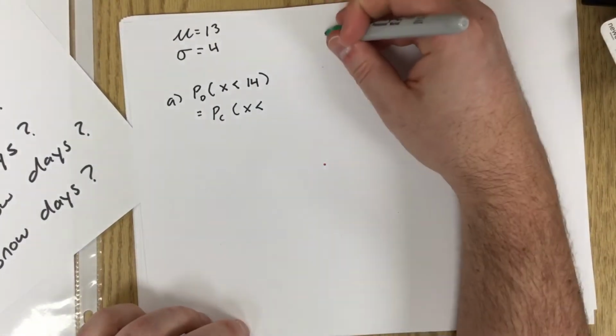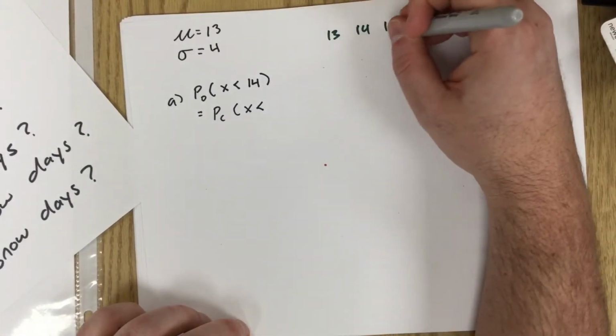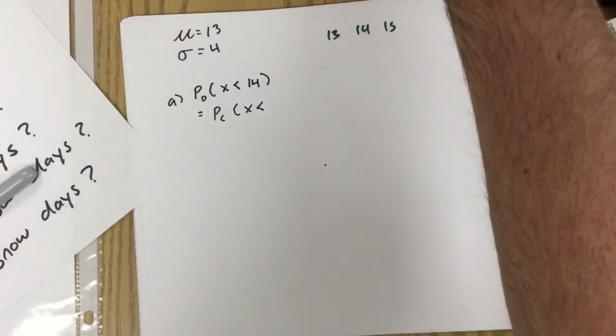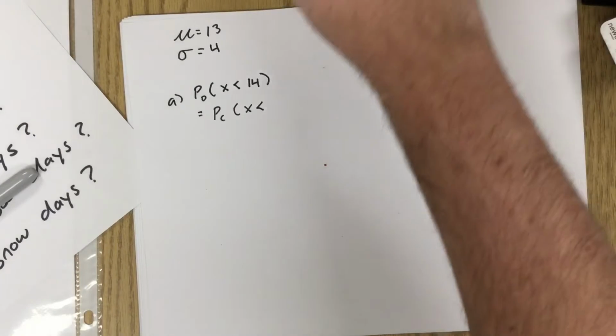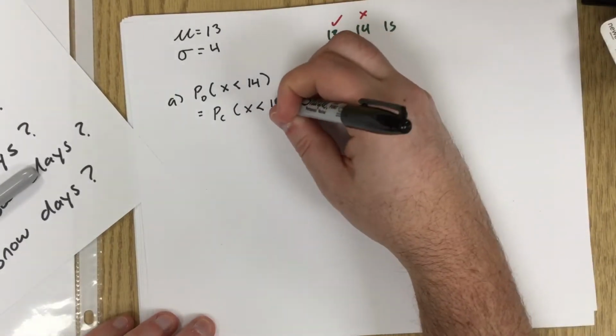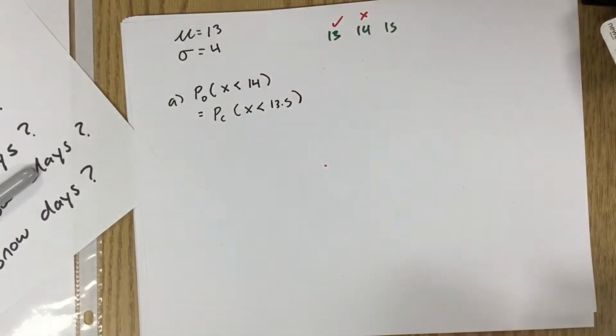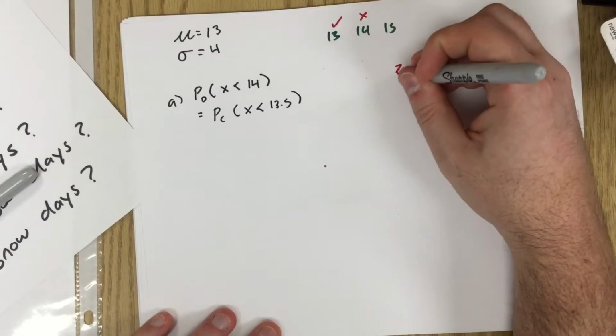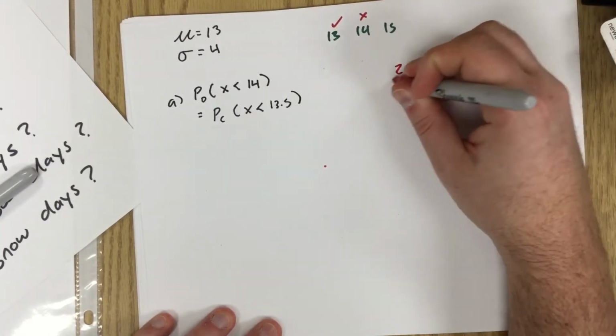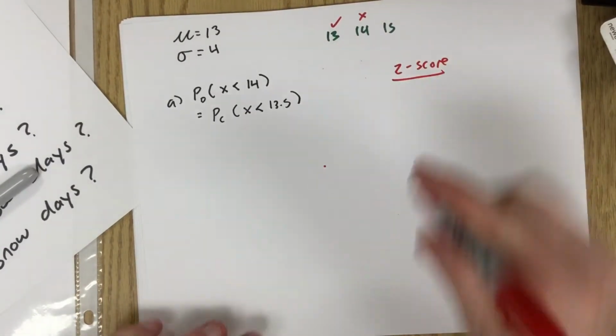So just as a, let's quickly do it. 13, 14, 15. Less than 14 is this, but not this. So it's going to be 13.5. So x is less than 13.5. So what we're going to do then is turn this into a z-score. But we're going to use the 13.5.